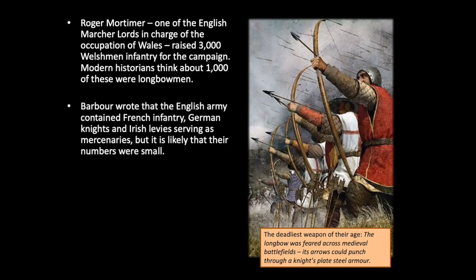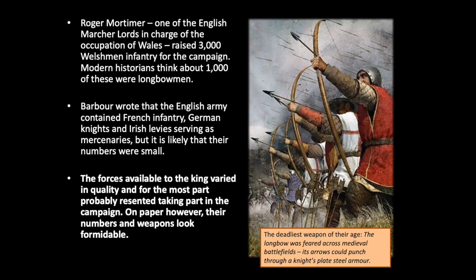One of our sources, Barbour, wrote that the English army contained French infantry, German knights, and Irish levies serving as mercenaries, but it is likely that their numbers were comparatively small. The forces available to the king varied in quality and for the most part probably resented taking part in a campaign. They were forced to be here. On paper, however, their numbers and their weapons look formidable. Edward is coming with a large force, with armoured knights, and hundreds, if not over 1,000, deadly longbowmen.